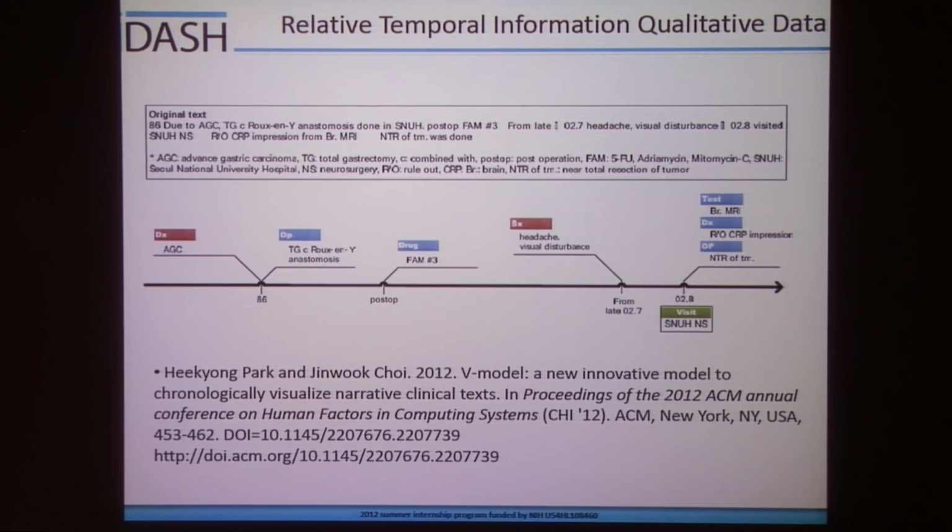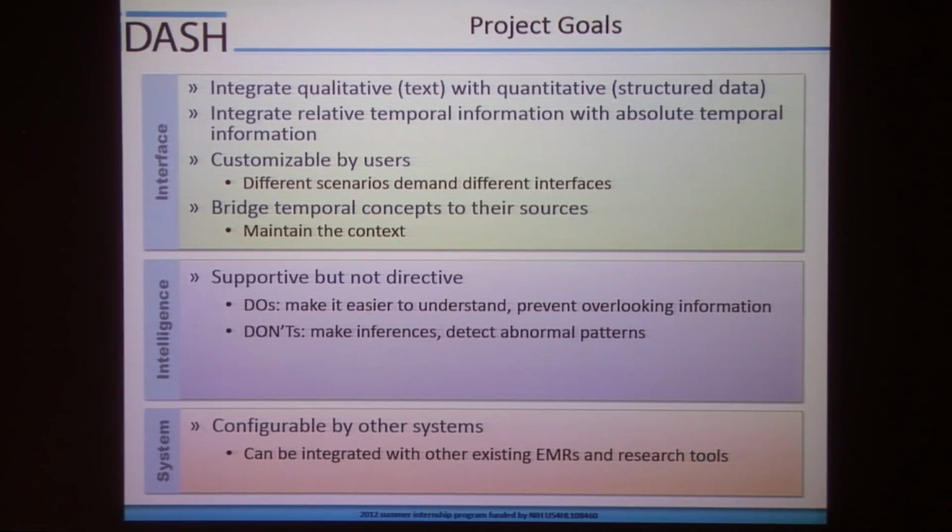So in our work, based on what others have done and the discussion with our expert users, we set up a few goals. From an interface perspective, we want to integrate the qualitative data with quantitative data and integrate relative temporal information with absolute temporal information. Our users have pointed out that different scenarios often demand different kinds of interface. So we think it's very important to allow the user to customize the interface to what they need. Also, a lot of information makes more sense in context. So we want to extract the key idea, but still maintain the original context.